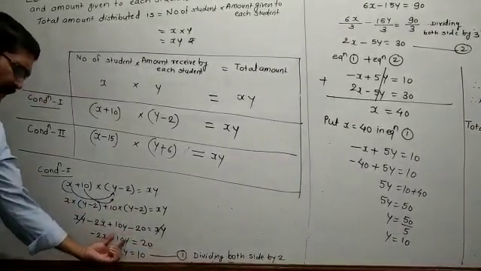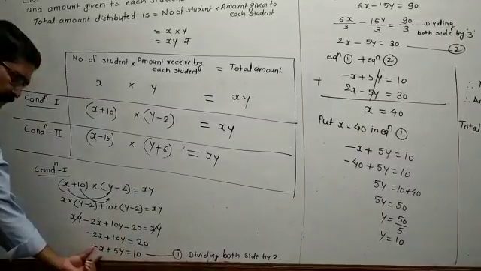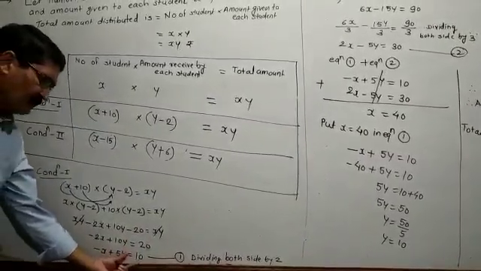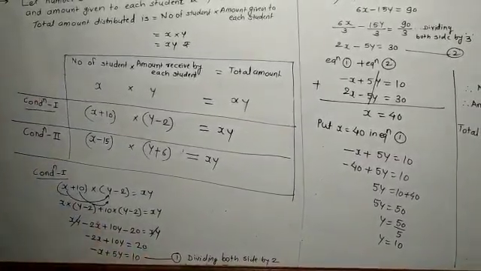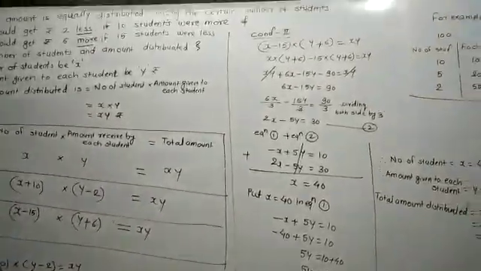Here you have to divide both sides by 2. After dividing both sides by 2, minus x plus 5y is equal to 10. This is the first equation. Everybody understand? Then take the second condition.